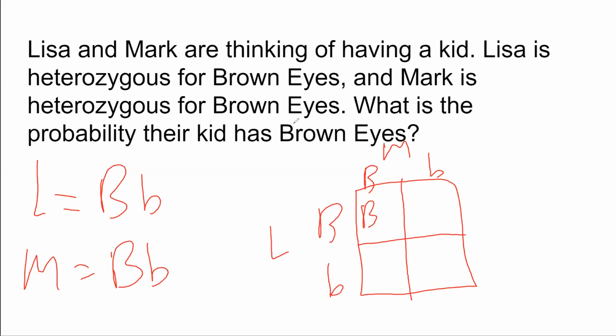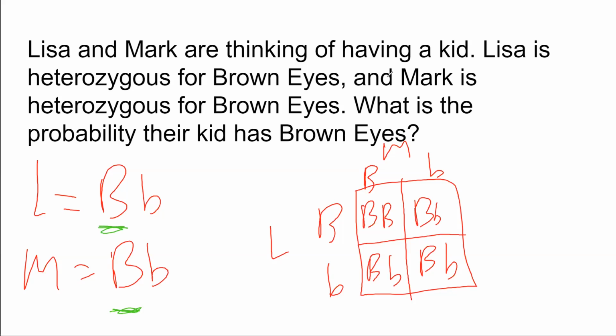So filling in the chart: BB, Bb, Bb, bb. Now let's look at which of these is going to have brown eyes. Let's think about how we're going to do this. First we need to know whether brown eyes is dominant or recessive. Brown eyes in this case is going to be dominant. How do we figure that out? Well, you just look here, because Lisa and Mark both have brown eyes and they have that dominant allele, that means brown eyes is going to be dominant.